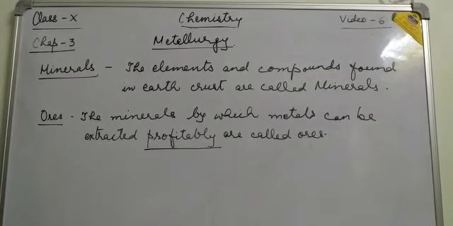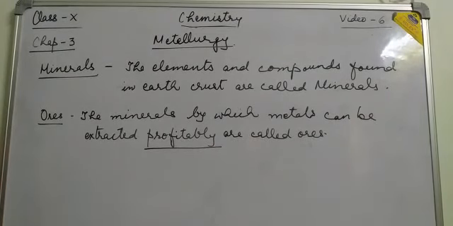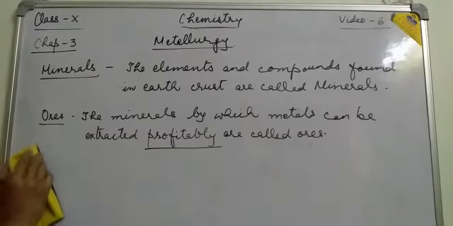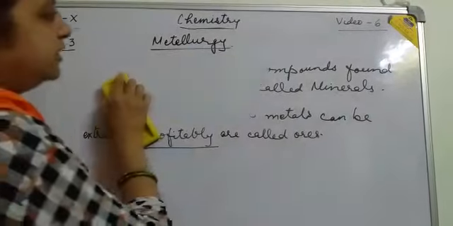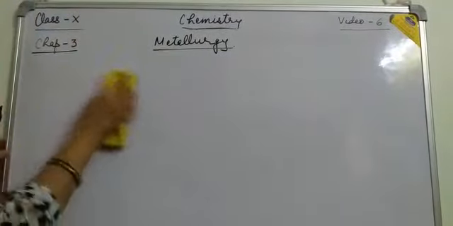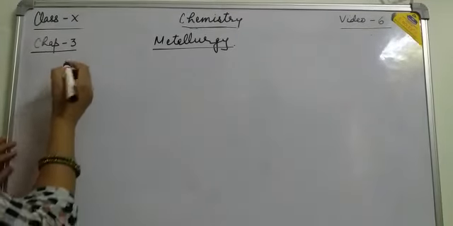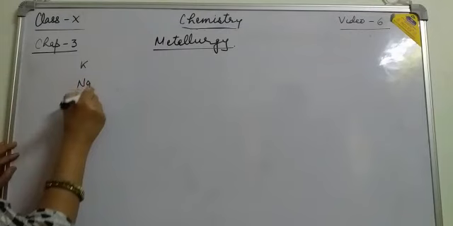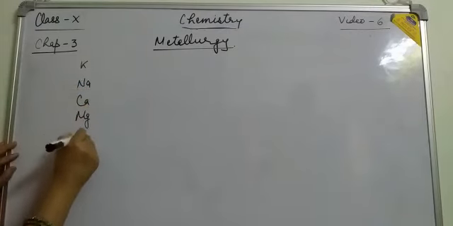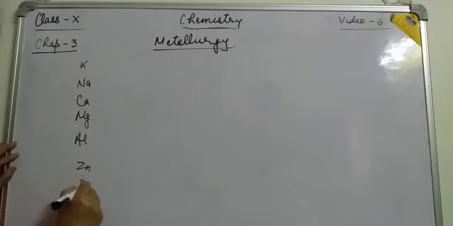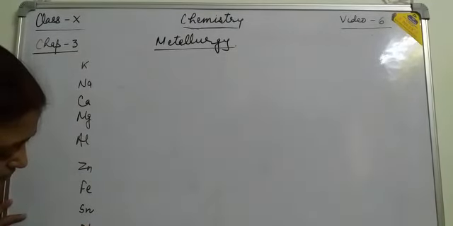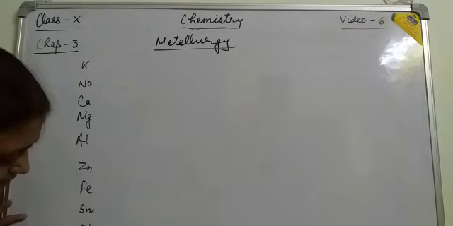Let us first write down the reactivity series, to understand better what type of metallurgical processes will be done for the different types of ores: potassium, sodium, calcium, magnesium, aluminum, zinc, iron, tin, lead, hydrogen, copper, mercury, silver, gold, and last is platinum.